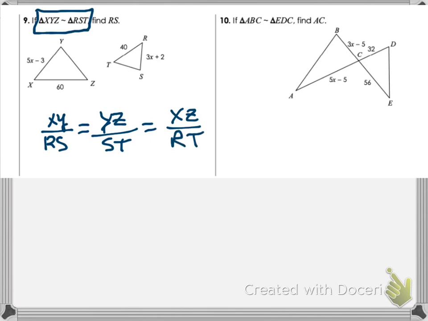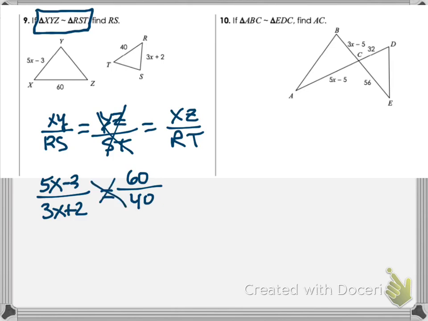And I'm getting all of these ratios from the parts that match up, the parts that correspond from this similarity statement up here. So what we do is we find the parts that we have. So we have XY, that's 5x minus 3, compares to RS, which is 3x plus 2. And then we don't know anything about these two sides. We don't need to use those. But we do know that XZ is 60 and RT is 40.